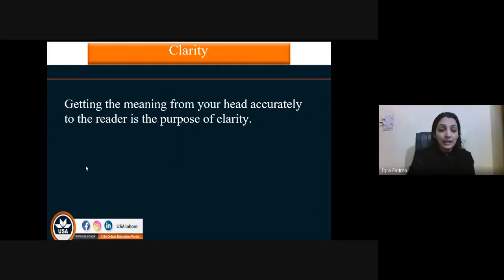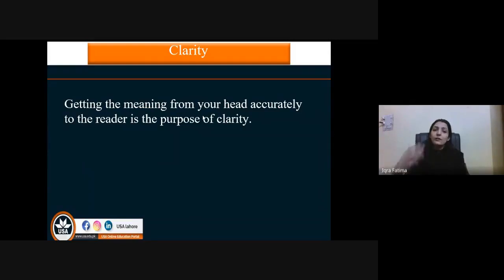So the first one is clarity. Clarity, as the name suggests, means your message should be clear to your audience. There are different ways to make the message clear. Here it is written that getting the meaning from your head accurately to the reader is the purpose of clarity. So clarity is that whatever you have in your mind should be in your reader's mind. That is 100% effectiveness when you add clarity in your communication.